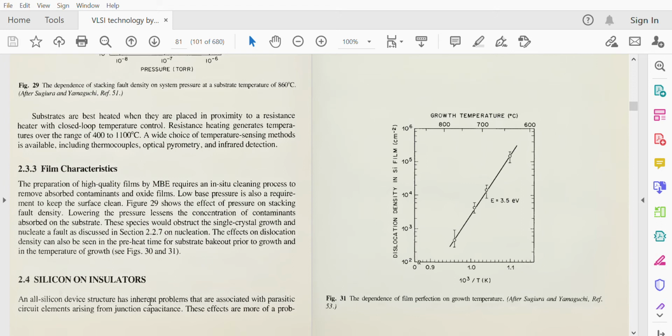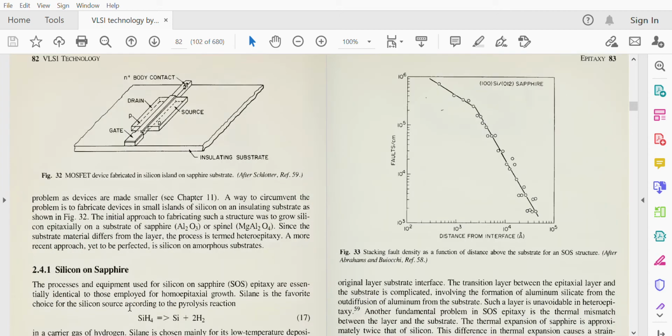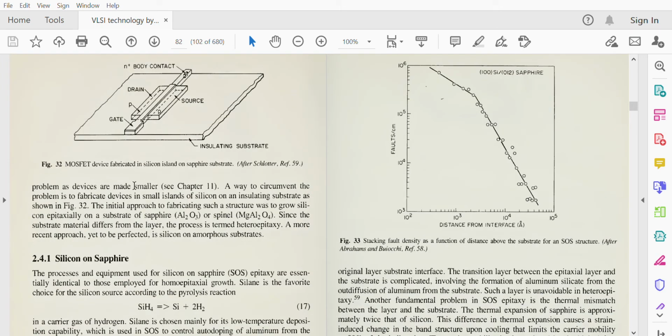And this is silicon on insulators, the last topic of the chapter. An all silicon device structure has inherent problems associated with parasitic elements arising from junction capacitance. These effects are more of a problem on devices which are made smaller. A way to control this problem is to fabricate devices in small islands of silicon on an insulating substrate, as shown in figure 32.